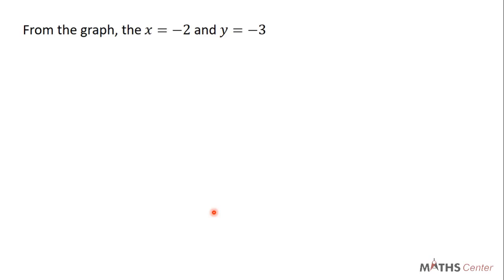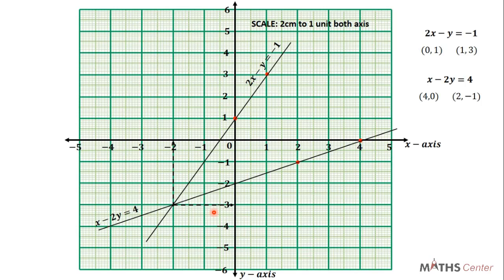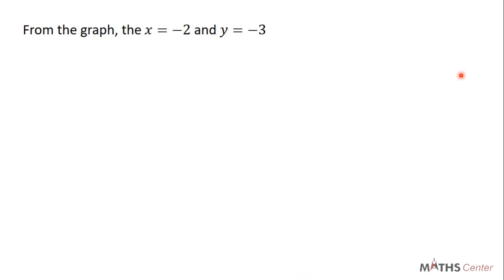What you can do here is try and solve these simultaneous linear equations using the elimination and substitution methods. You will see that you are going to get x equal to negative 2 and y equal to negative 3.